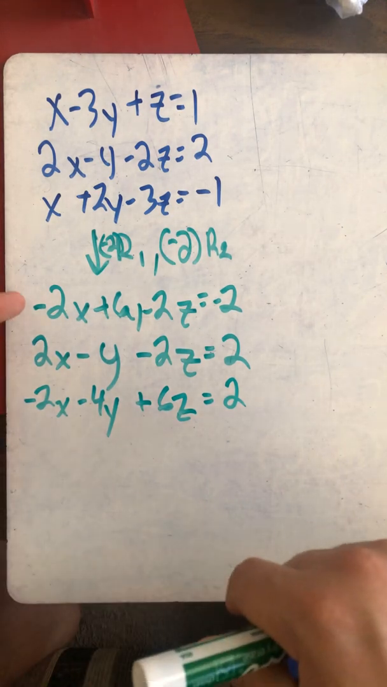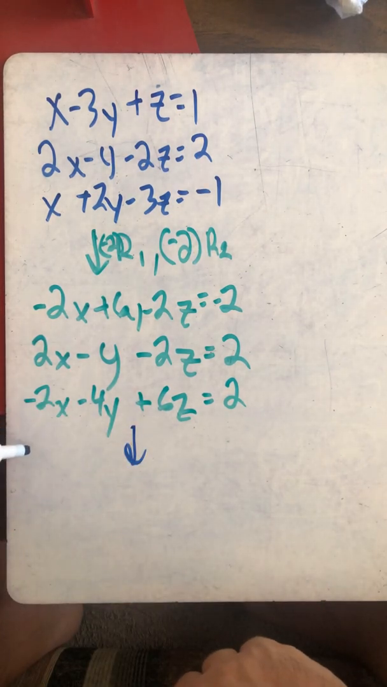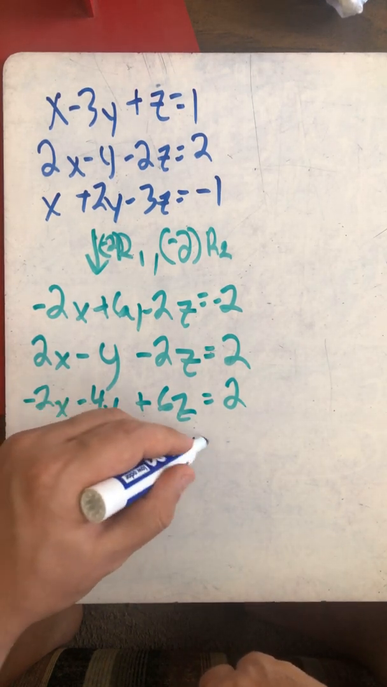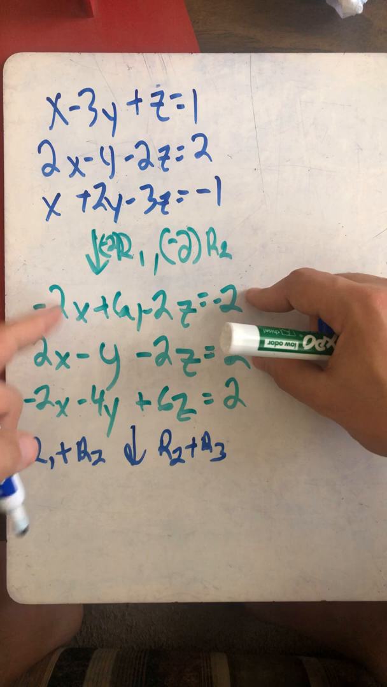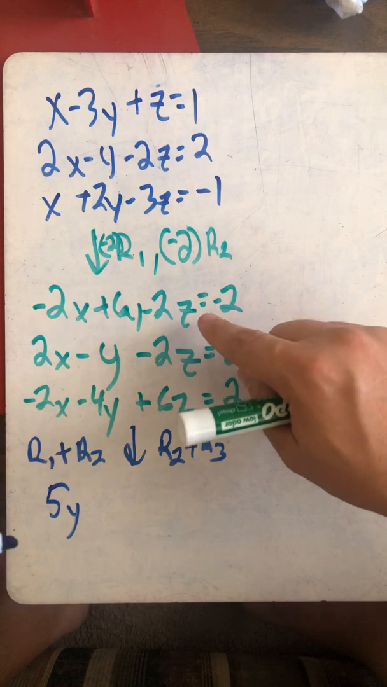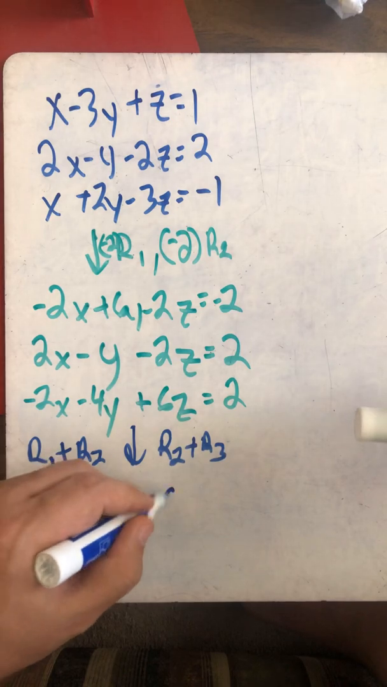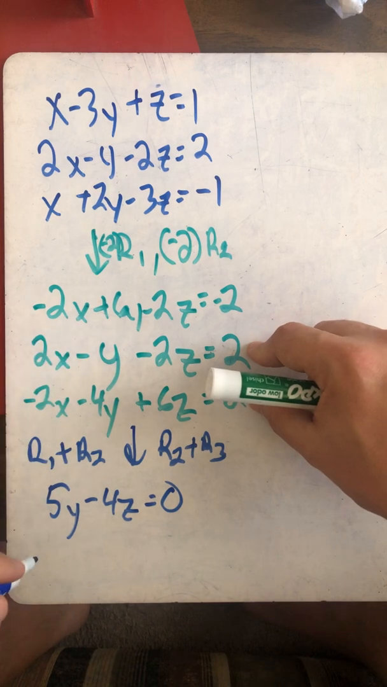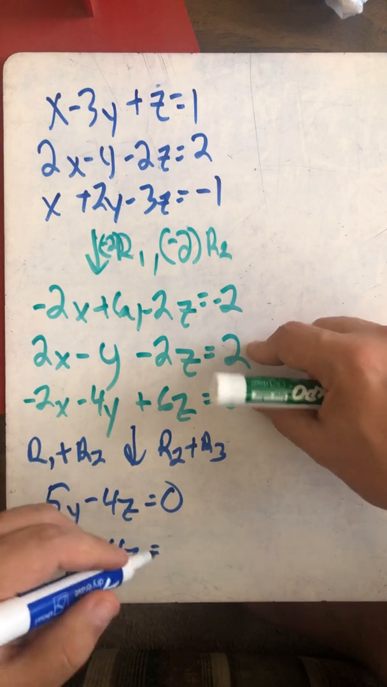Now the reason why I did this, all of our x's are the same. So therefore, I'm going to take row 1 plus row 2 and row 2 plus row 3. Row 1 plus row 2, x's are gone. 6y minus y is 5y. -2z plus 2z is minus 4z. -2 plus 2 is 0. Add these two together. X's are gone. -5y plus 4z equals 4.